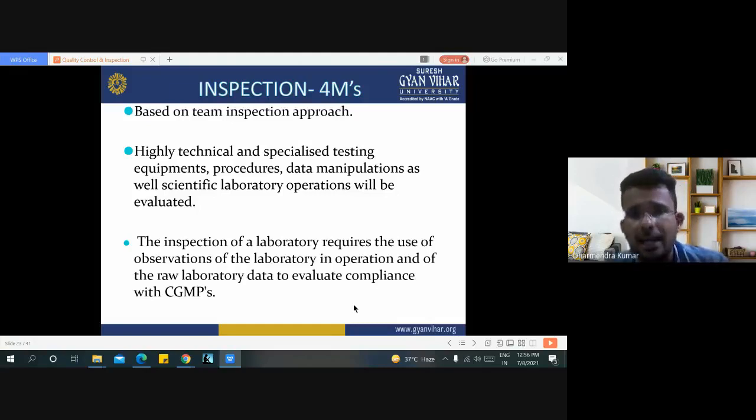It is highly technical and specialized testing equipment, procedures, data manipulation, as well as scientific laboratory operations that will be evaluated in the 4M category. The inspection of a laboratory requires the use of observations of the laboratory in operation and of the raw laboratory data to evaluate compliance with CGMP.